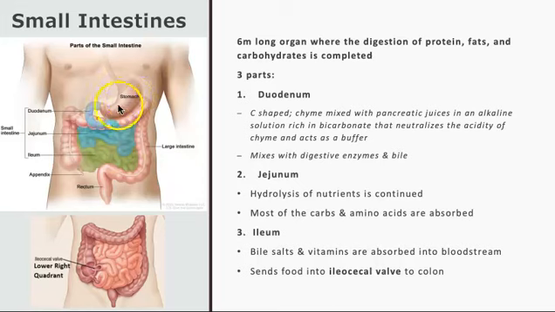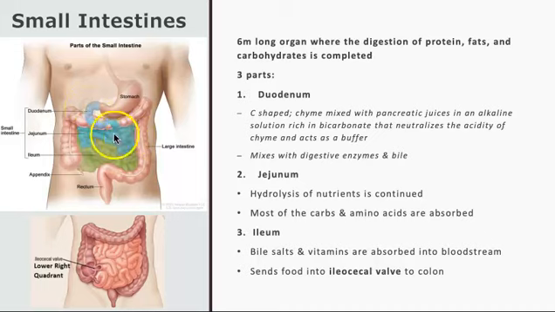This is where chyme is going to be released from the stomach, and it starts to mix with pancreatic juices in an alkaline-rich solution in bicarbonate, and this helps to neutralize the acidic chyme that was coming from the stomach. So it really acts as a buffer. We're also going to mix with other digestive enzymes and bile. We're going to talk a bit more in detail in the coming slides on this process.